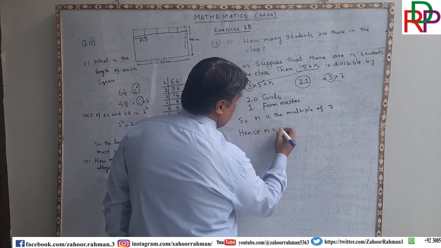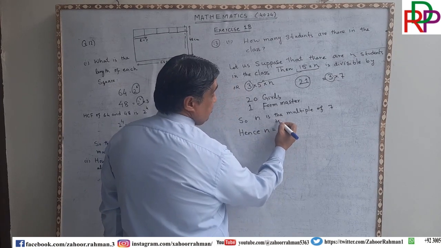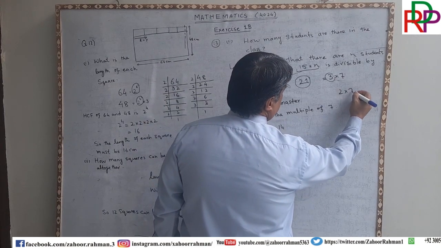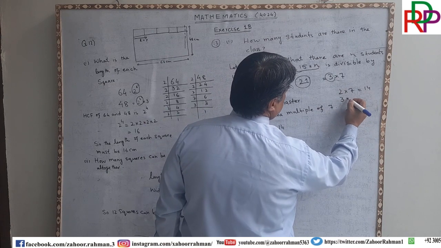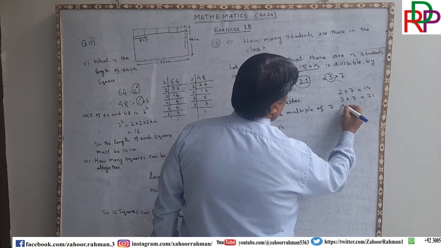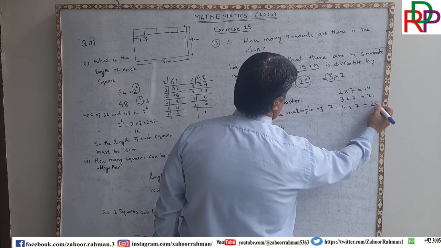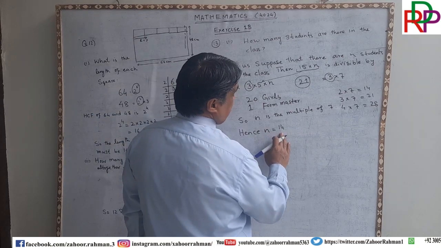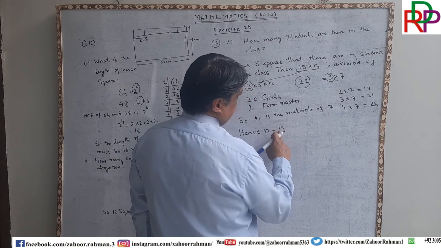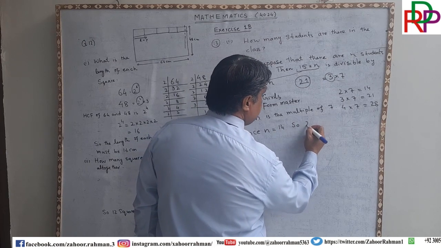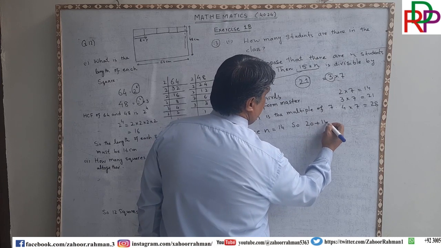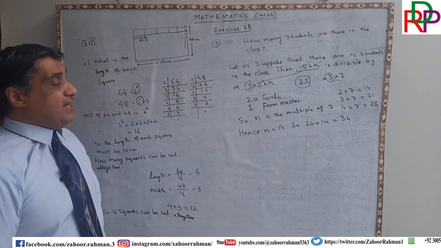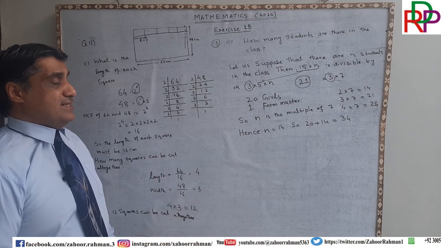Hence, n is equal to 14, because 2 multiplied by 7 is equal to 14. 3 multiplied by 7 is equal to 21. 4 multiplied by 7 is equal to 28, and so on. We are taking n is equal to 14. So 20 plus 14 is equal to 34. There are 34 students in the class.